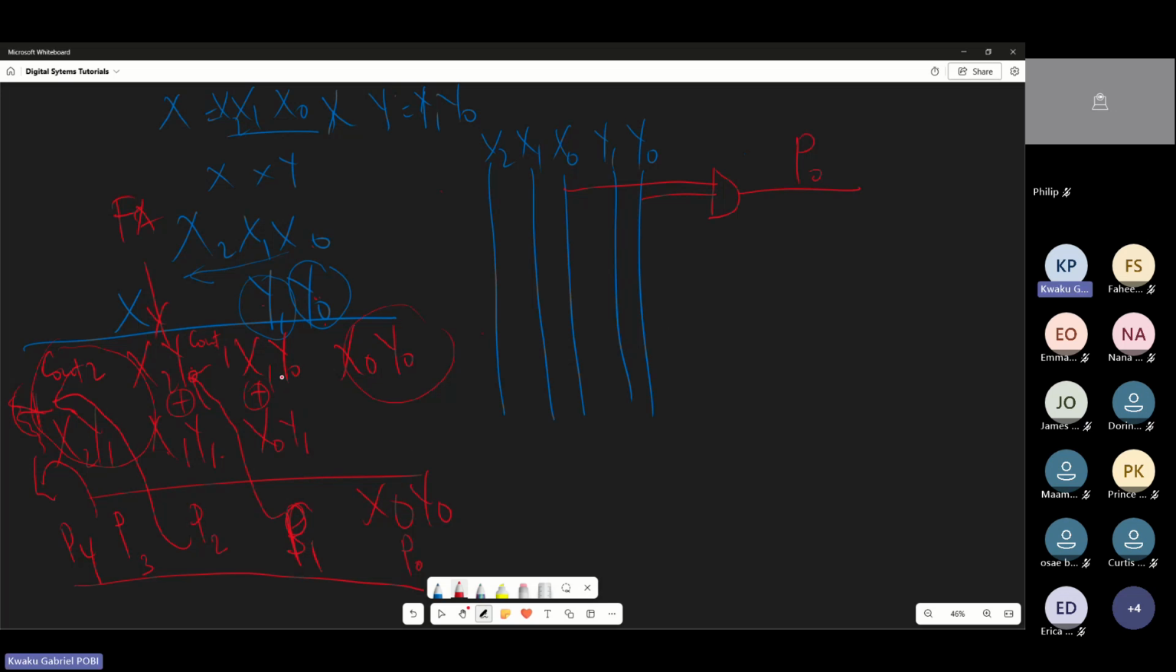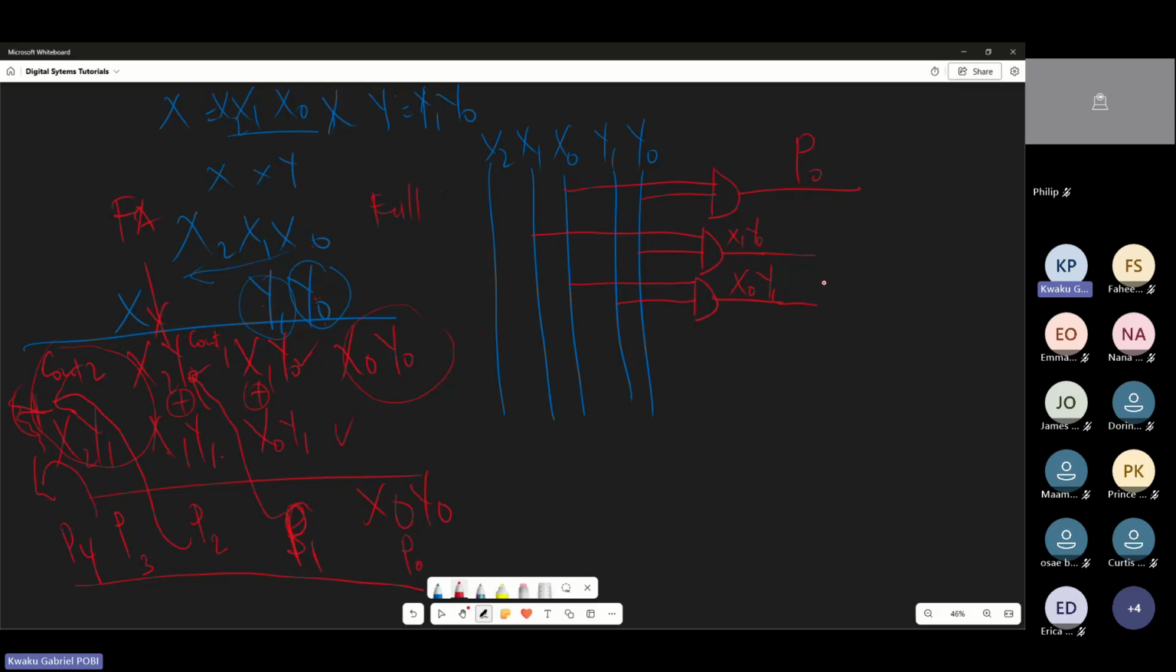Then here is X1, Y0, adding up to X0, Y1. So I first have to implement this and this. Then I'll take it to a half adder. Or if he says implement with just full adders, it means that first stage, your full adder will have a carry in of 0, basically. So here you do X1, Y0 first. So X1 is here, Y0 is here. You add them, then you relax. You place X1, Y0 here so that you not be confused. Then you come and do X0, Y1. So X0 is here, Y1 is here. Then you add them together.